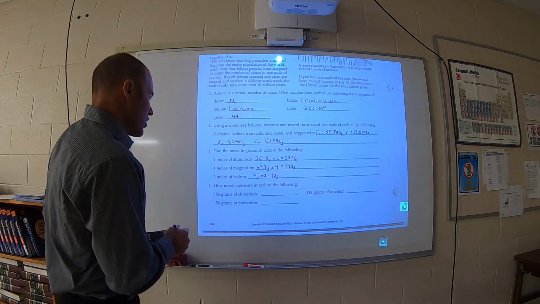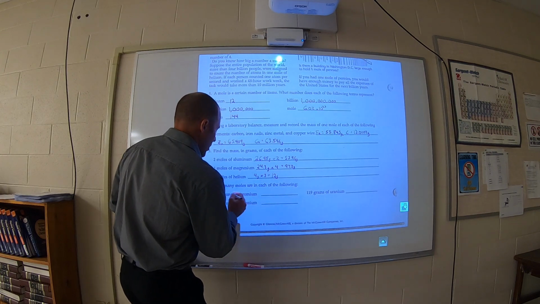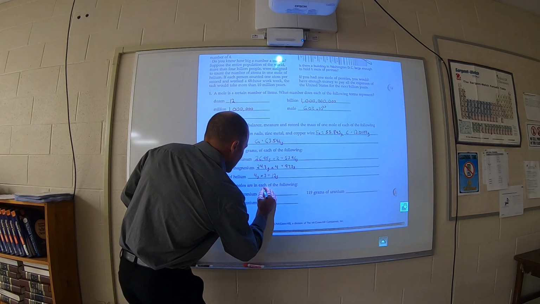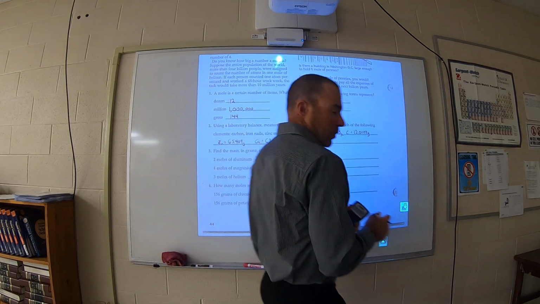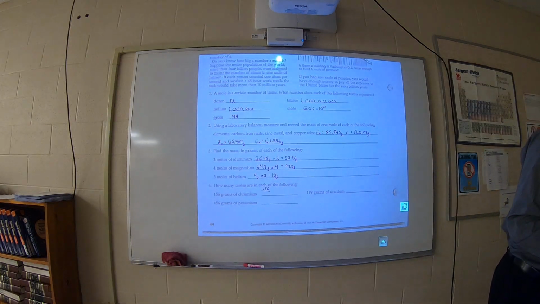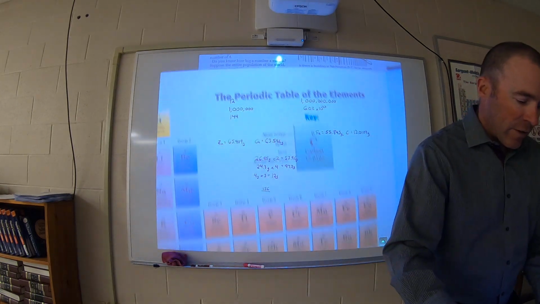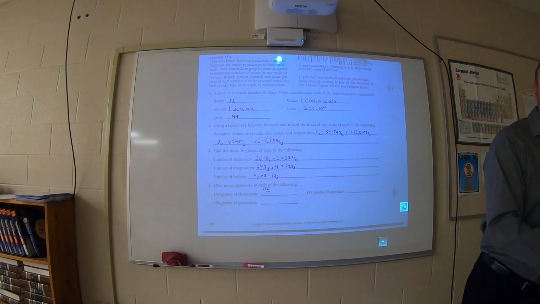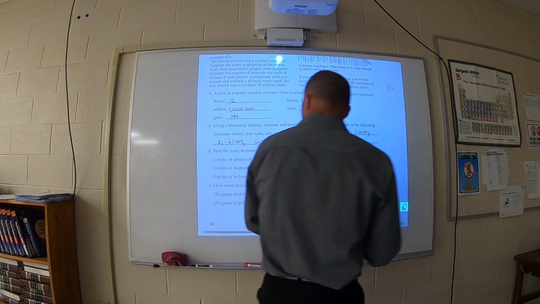Then how many moles are in each of the following? So 156 grams of chromium. We're going to have to take 156 grams divided by the mass of 1 mole of chromium, which is, I'm going to call it 52, 51.996. So 52. And I'll do the math here in a second.